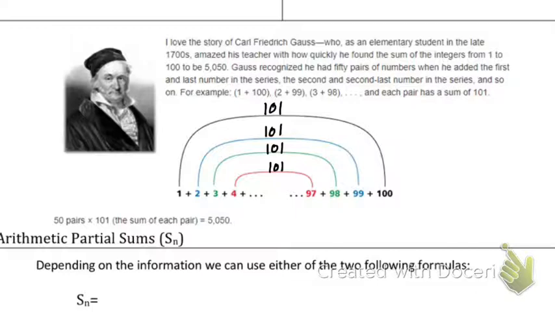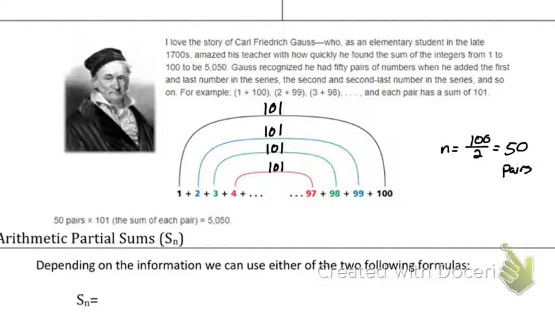The hard thing you need to do is figure out how many of these pairs you have. Well, if you have 100 numbers and you're pairing them all up, our n is just going to equal 100 divided by 2. We would have 50 pairs. Well, if I have 50 pairs that are each 101, the only math you have to do is 50 times 101. And that comes out to 5,050.